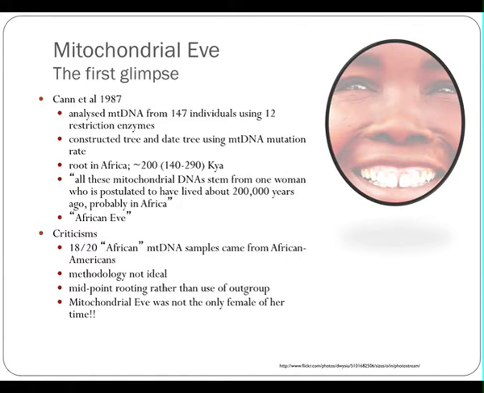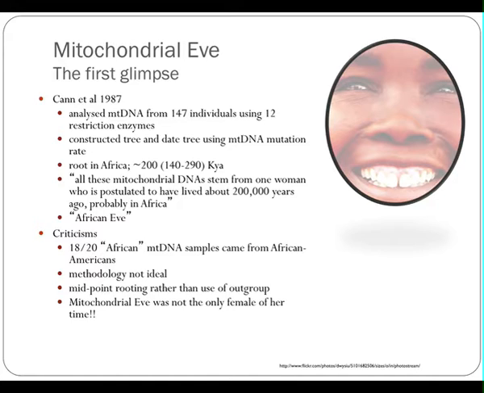So when they started looking at mitochondrial sequences from humans from around the world, they came up with this idea of mitochondrial Eve, the most recent common ancestor of all those mitochondrial genomes that are out there. The first paper that established this concept came in 1987, Cann et al., where they didn't do sequencing. This was back in the old days when sequencing was difficult. They just chopped up the mitochondrial DNA and then constructed trees based on that.